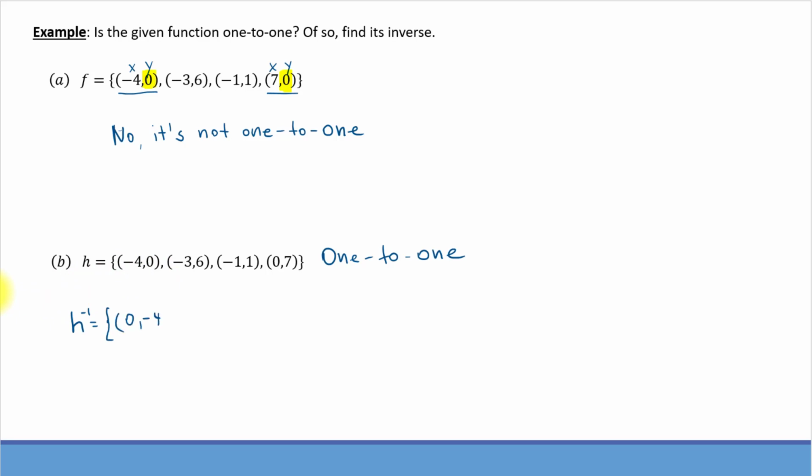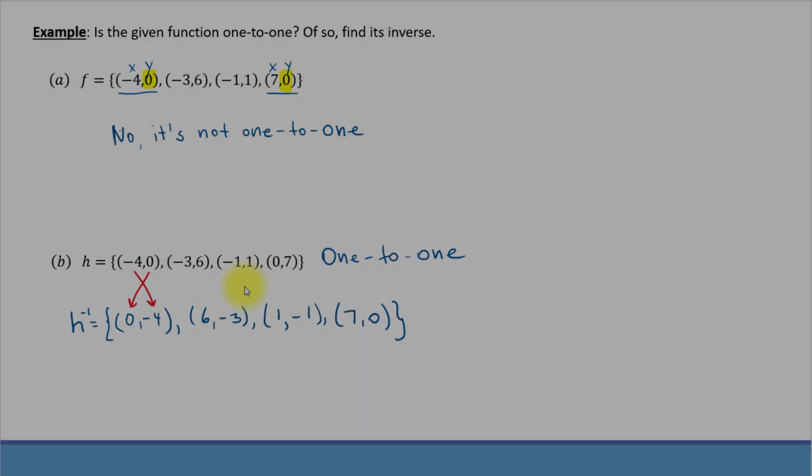0, -4. See how I interchanged input and output compared to the original function. Next one is 6, -3. 1, -1. And then 7, 0. So these are the steps to obtain the inverse function if the function is defined by ordered pairs.